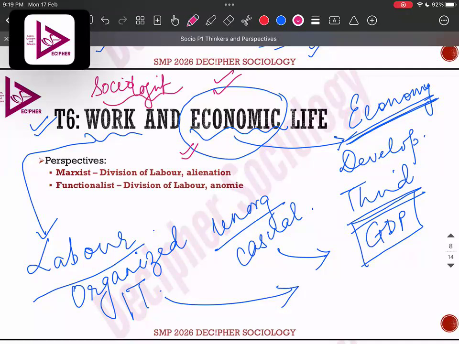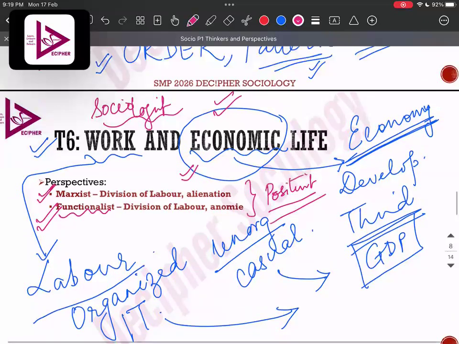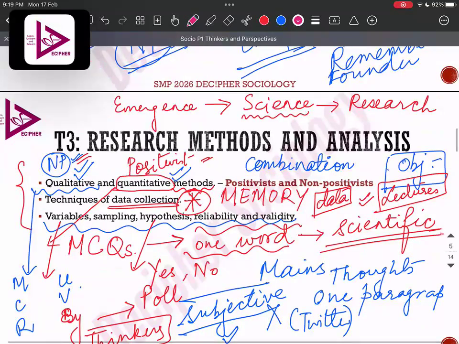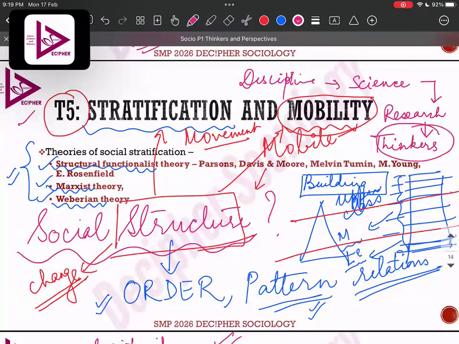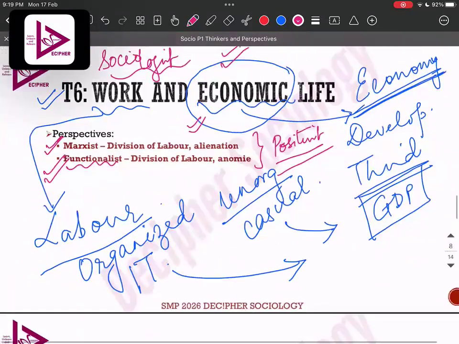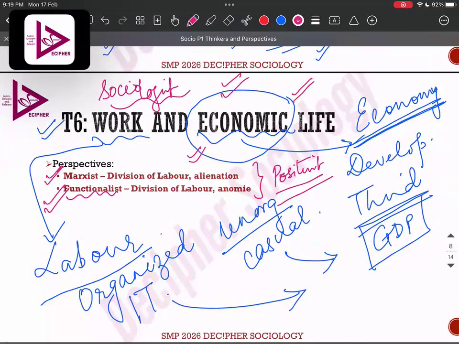So here you will see perspectives like the Marxist perspective. Karl Marx was very much interested. Durkheim also studied it. He comes under functionalist. So these people, mainly I would say the positivists, studied the economy and the labor force at that time. Okay, so you are understanding how, after we understood about the thinkers, we had to study the subject matter, which was social structure, stratification, mobility, and then we came to economy. This is important. So, all this is coming under the subject matter of sociology.